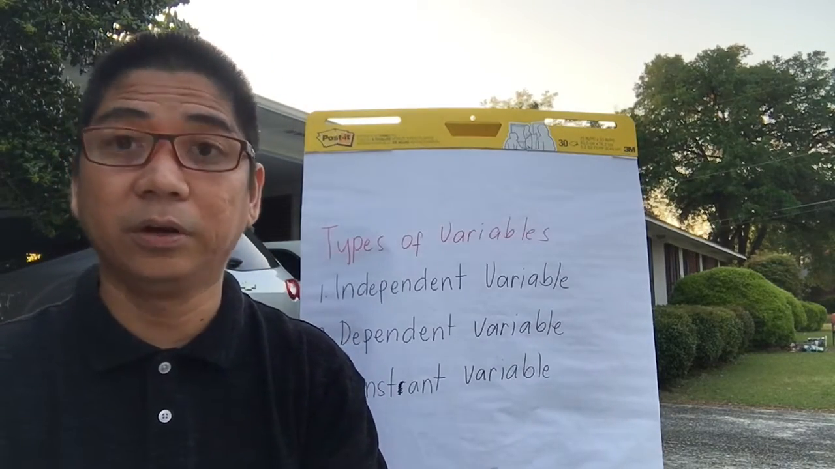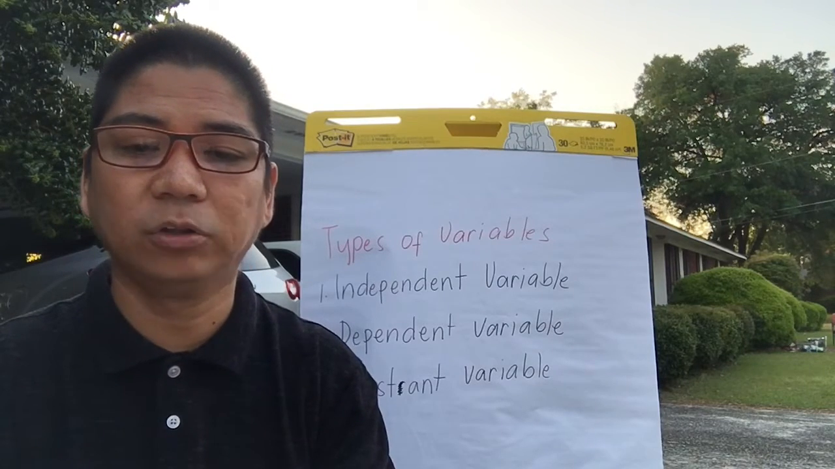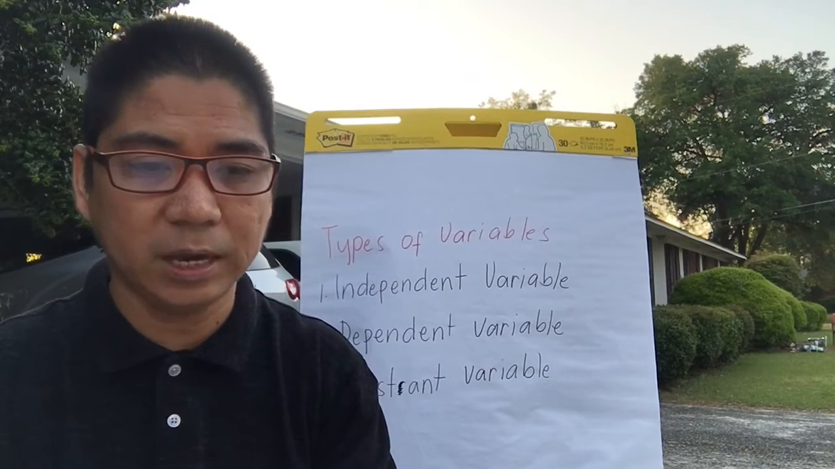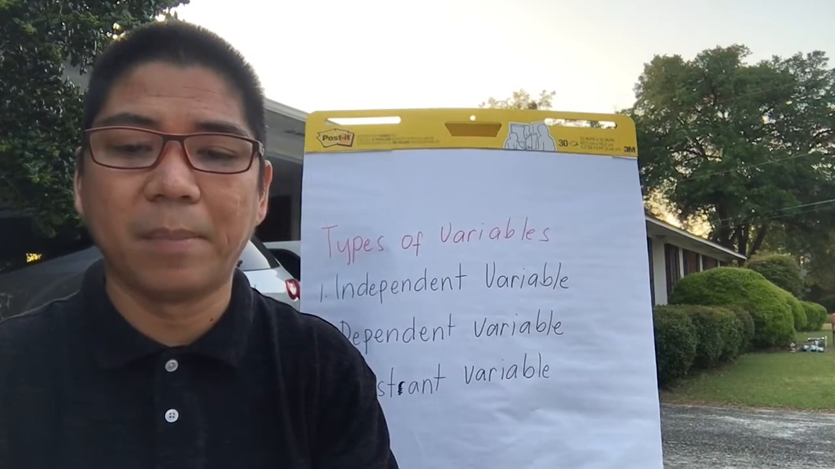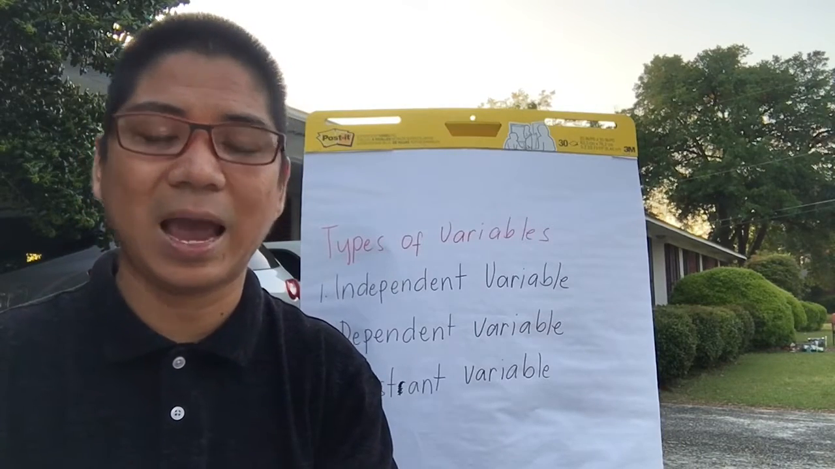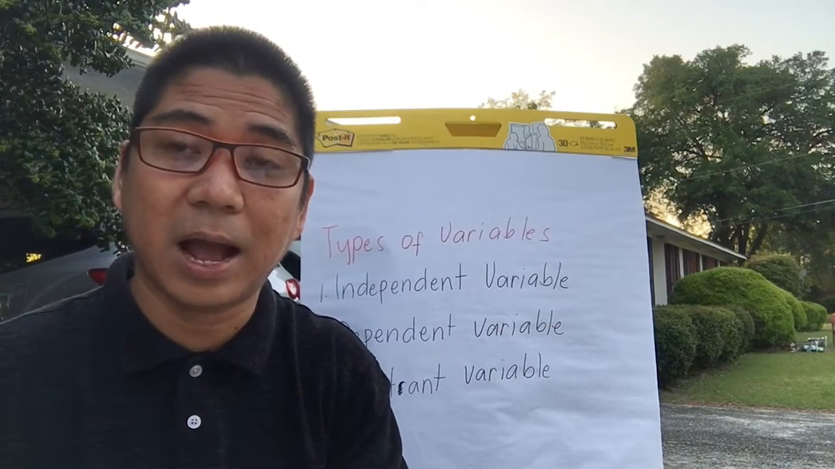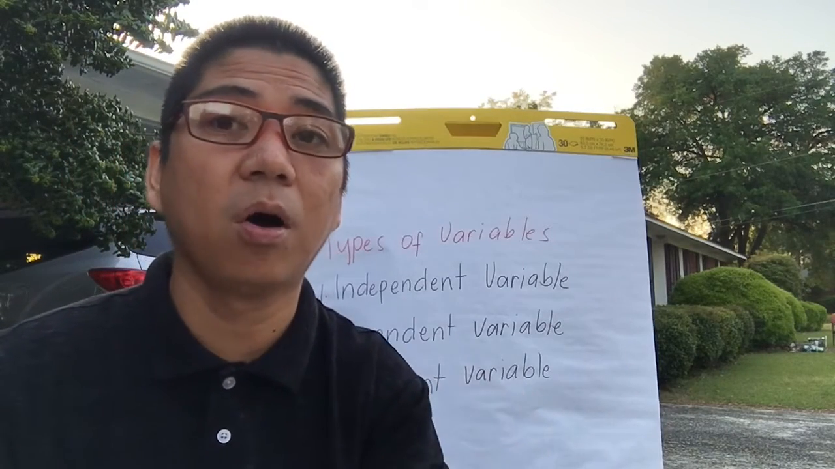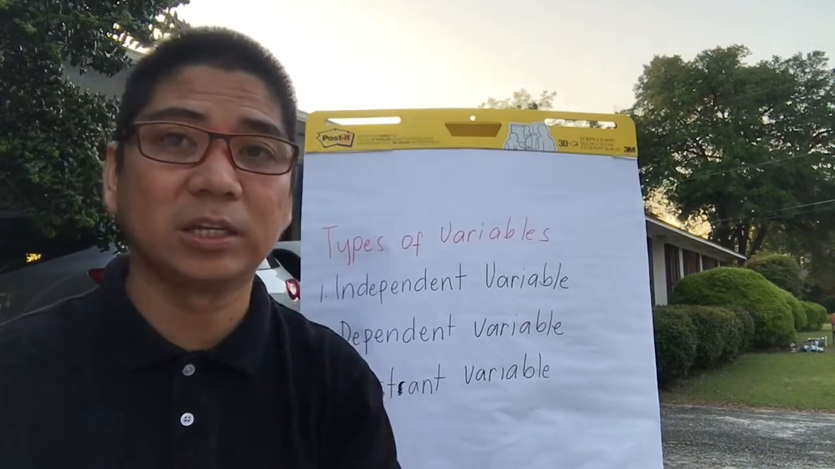Next, the third. The height of bean plants depends on the amount of water they receive. So what is now the I? What is the independent variable? Very good. I is the amount of water. Very good, because this is the factor that was changed.